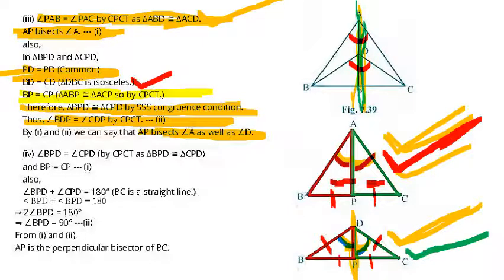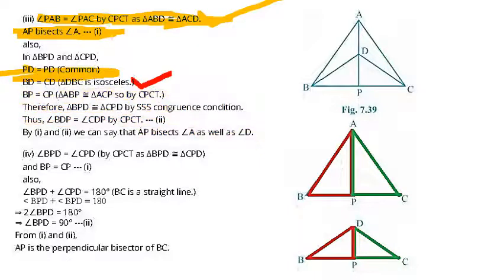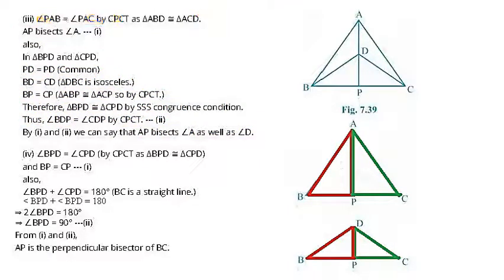Now let's move on to the last part. The last part says that you have to prove AP is the perpendicular bisector of BC. There are two things in it. One, you have to show it is perpendicular, and second, you have to show it is the bisector. Let's first see where is AP. This line is AP. Let me draw it first. Yes, you can see that this line is line AP.